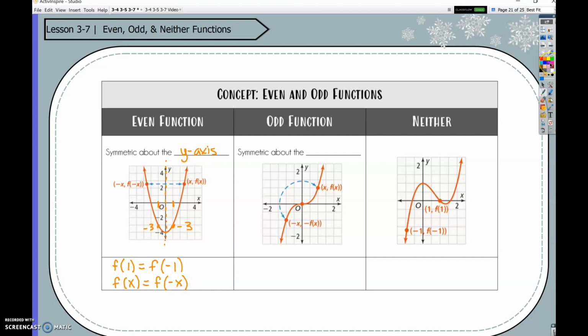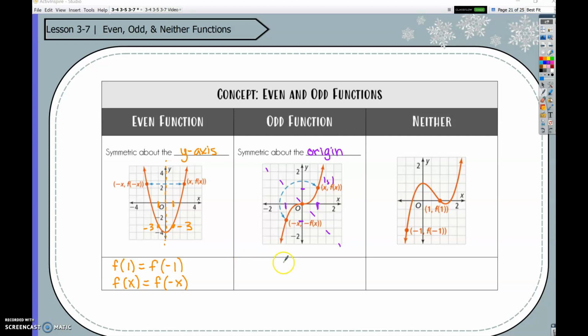For a function to be odd, it is symmetric about the origin. Now what that means is it actually is kind of like a 180 degree rotation, or I like to think of it as reflecting over the x and the y-axis. Could think of it as if you had a line down the middle here, it would flip over that kind of diagonal line. Let's try it with numbers.